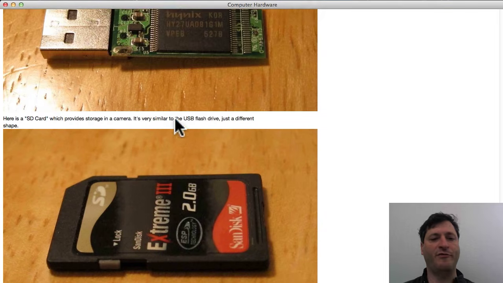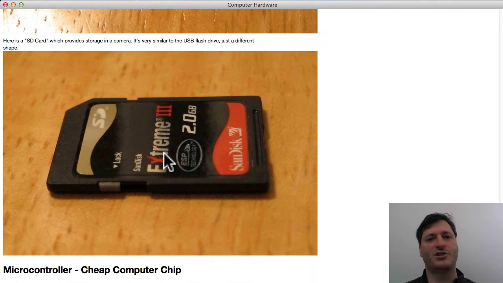So that's a thumb drive. This is an SD card, which is just an alternative to the thumb drive. It's really the same technology, it's just a different shape, basically. So this is the sort of thing you would use inside of a camera.